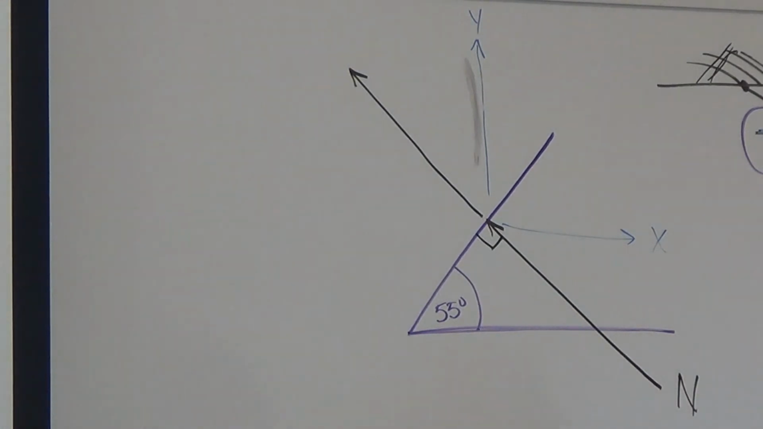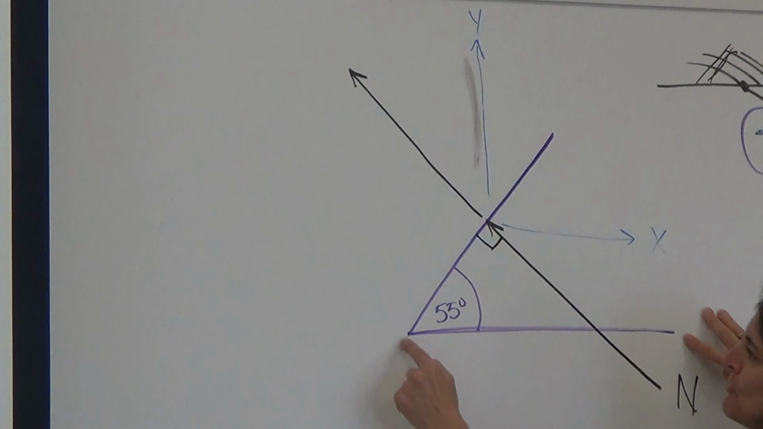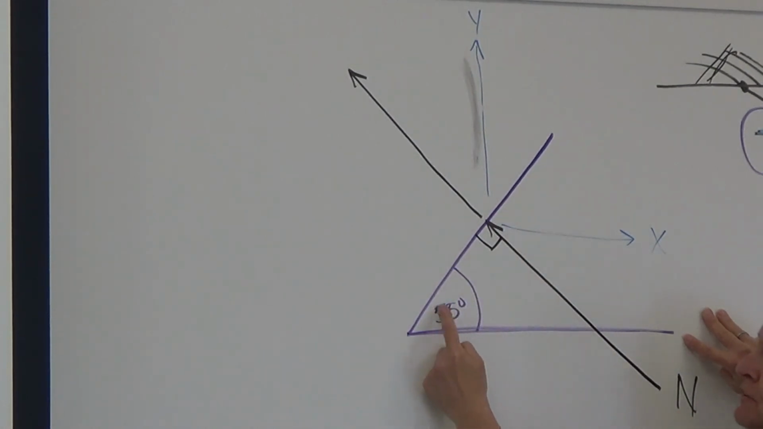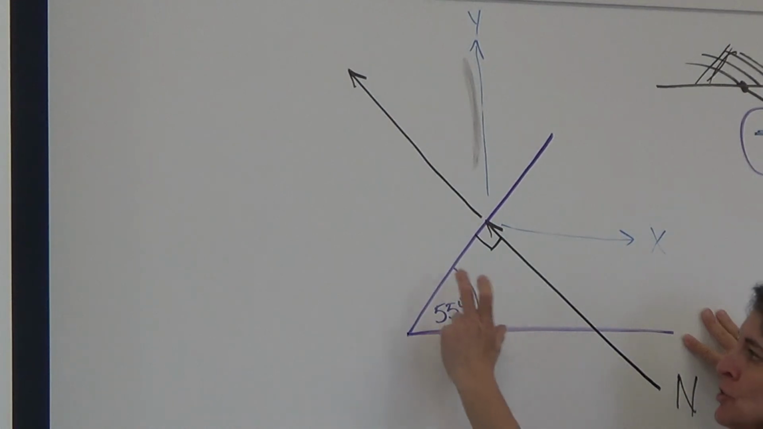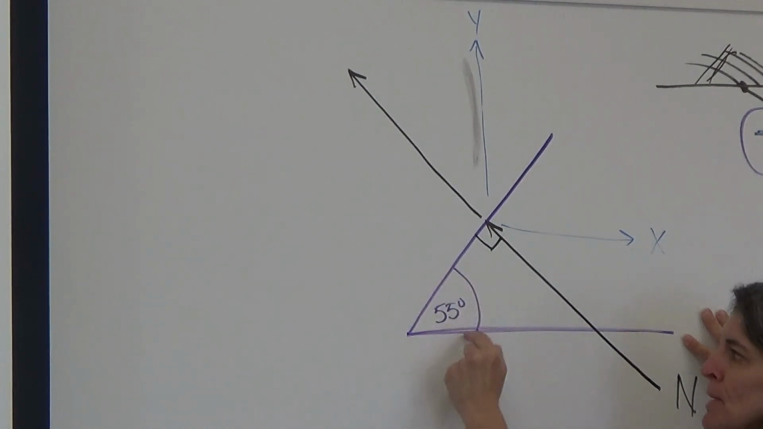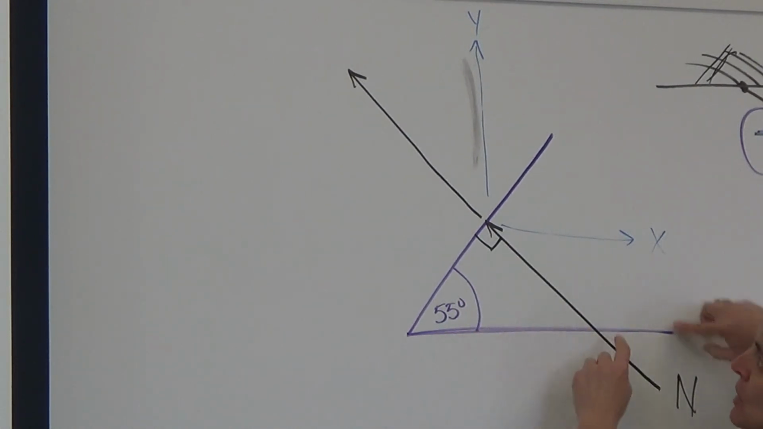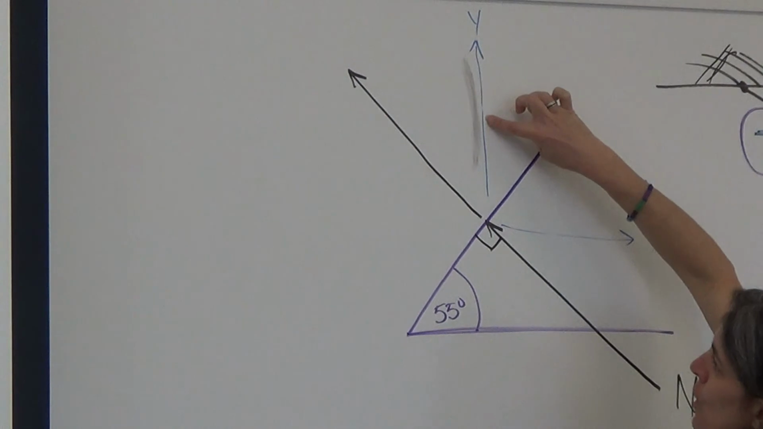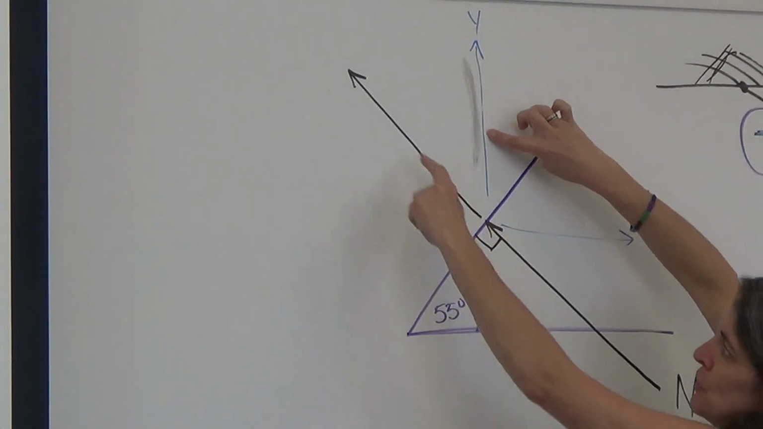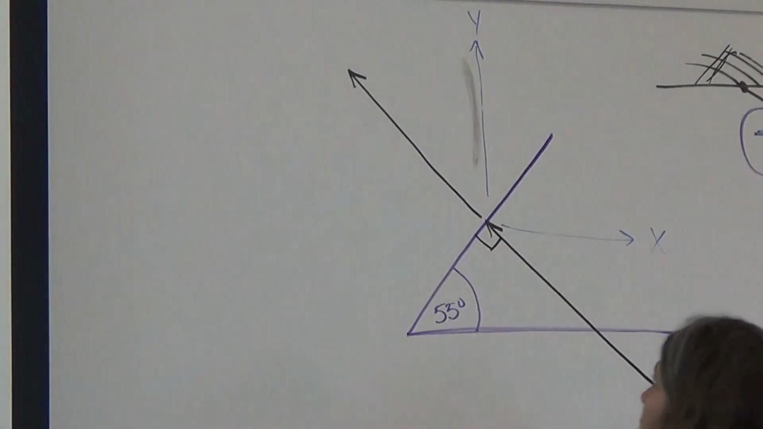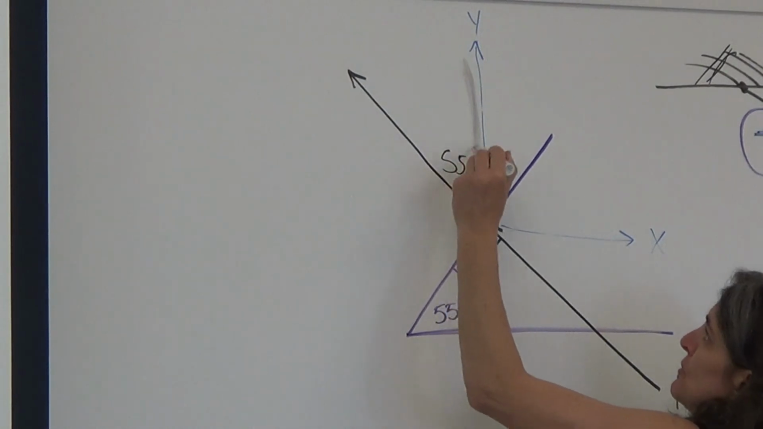The angle between the horizontal surface and the inclined surface is 55 degrees. That means that the angle between two lines that are perpendicular to each one of these is 55 too. So what's perpendicular to this? The y-axis. What's perpendicular to this? The normal. This right here is 55 degrees.